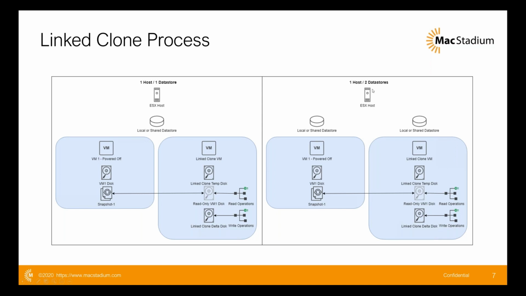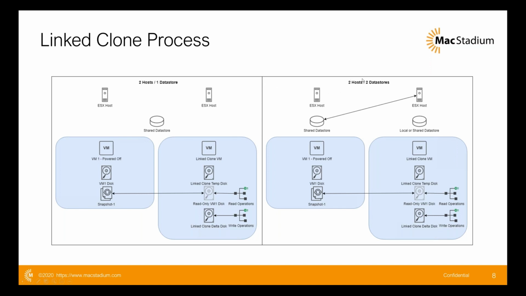We can see if we go over here to one host and 2 data stores, that process is also similar, local or shared data store for either of those, because we are only using a single host, and that host has access to both of those data stores. Well, if we go look a little further, we're going to see things a little different. 2 hosts, 1 data store. In this case, it would have to be a shared data store for this environment for the parent VM to be accessible by the other ESX host. So we could not use local data stores in this type of instance.